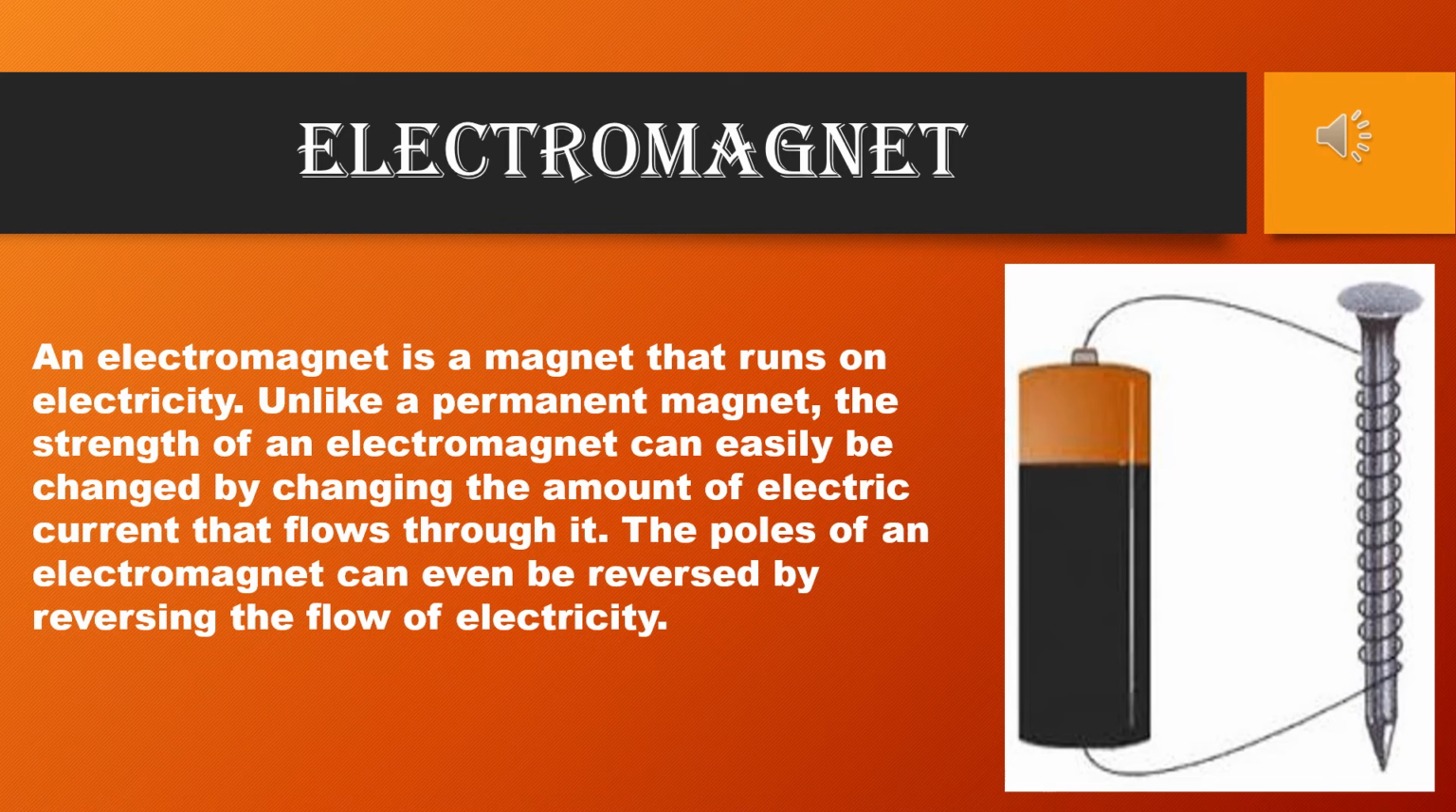See the diagram. With a battery, wire is connected and a screw is there, an iron screw. So this iron screw is becoming electromagnet when current is passing, that means the circuit is on through this wire. But when current is not passing, that means the circuit is off, at that time this iron screw is not behaving as a magnet. That means it is a temporary magnet.